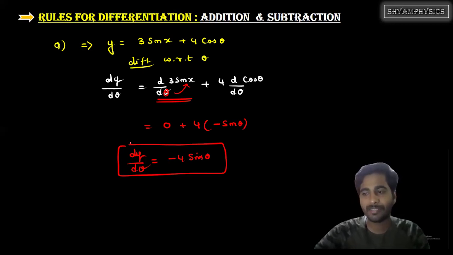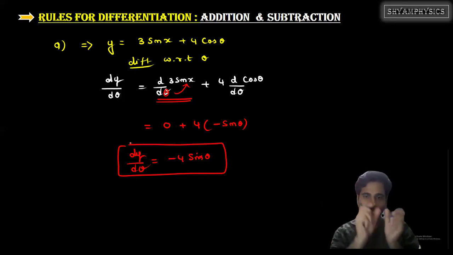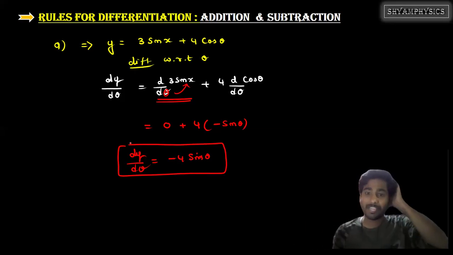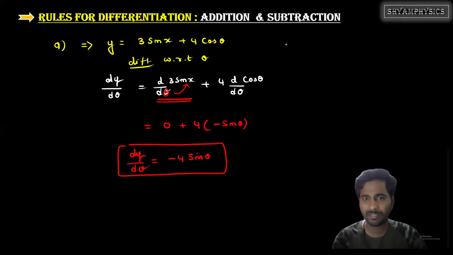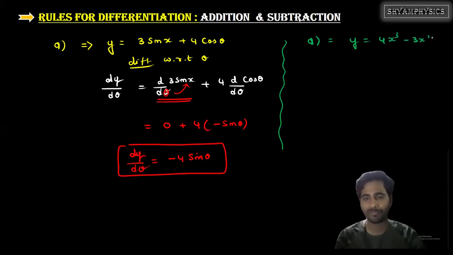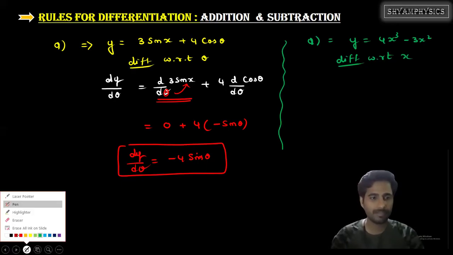Clear? This is the rule which is present in addition. Addition means simple. Whatever the things are there in the additional factor, we need to differentiate in terms of addition. If it comes in terms of subtraction, what will you do? Same thing, nothing to worry. We'll discuss that one also, one question. First question I will discuss here. The question is y is equal to 4x cube minus 3x square. Now we have to differentiate this with respect to x. Okay, will we discuss?